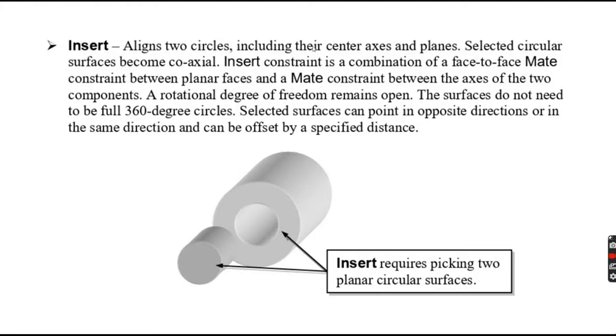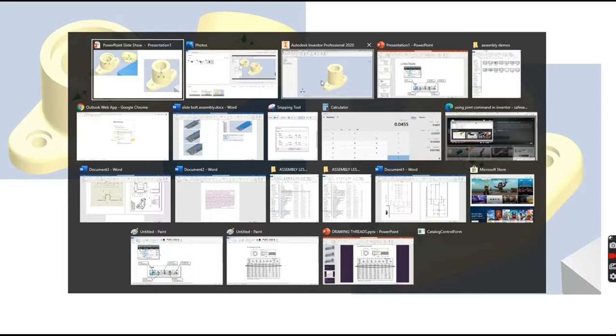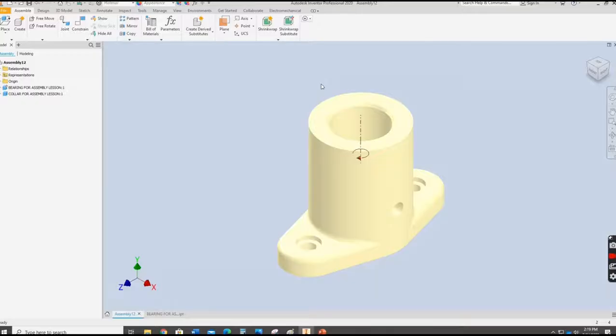Insert aligns 2 circles including their center of axis and plane. So like the one that I did before, I could just use the insert command and insert those inside of them. Okay, so again, here's taking that and did the same thing I did, except using insert, and then I would pick this angle here. So let me show you that. Okay, so let me go into Inventor and let me undo that.